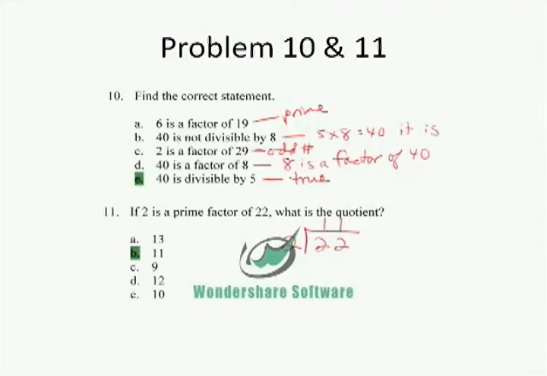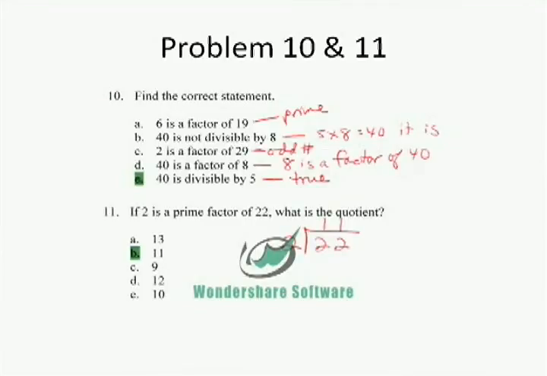So in this case here, let's read each of the problems. It says 6 is a factor of 19. Is there any whole number times 6 that will give me 19? No. In fact, 19 is a prime number, meaning that it is not divisible by anything but 1 or 19. It's not divisible by 2 because it's not an even number. It's not divisible by 3 or 4. It's not in any of those times tables.